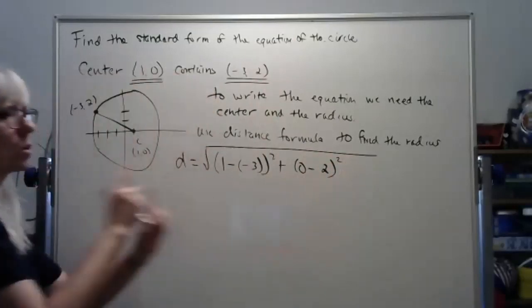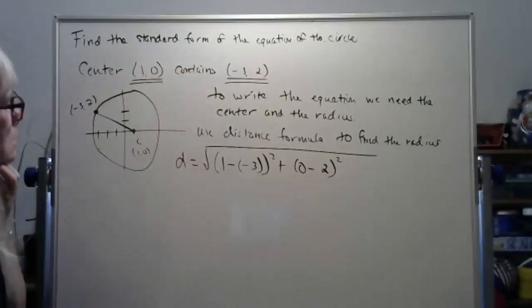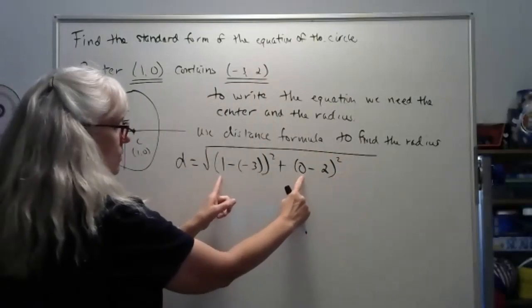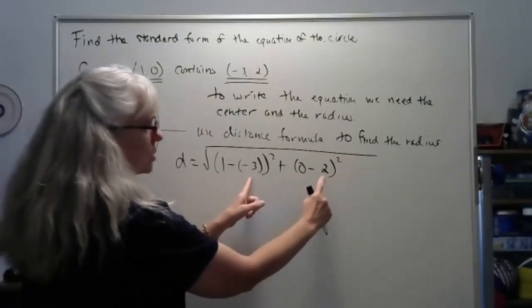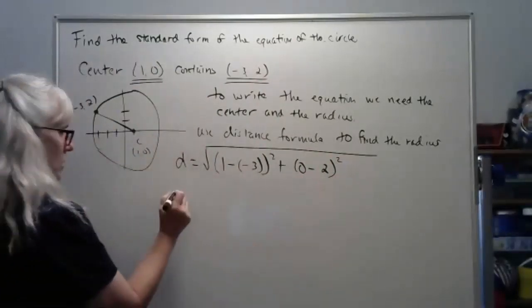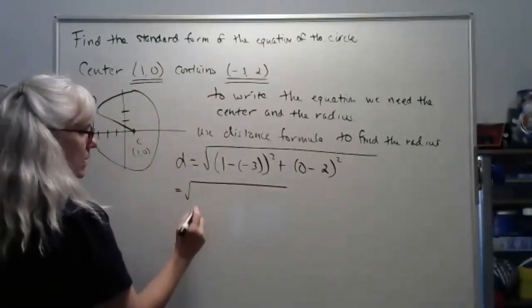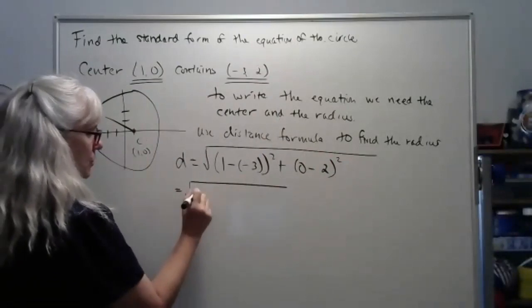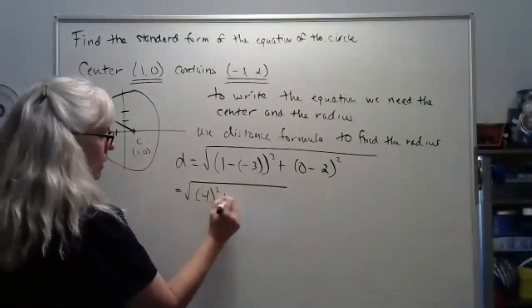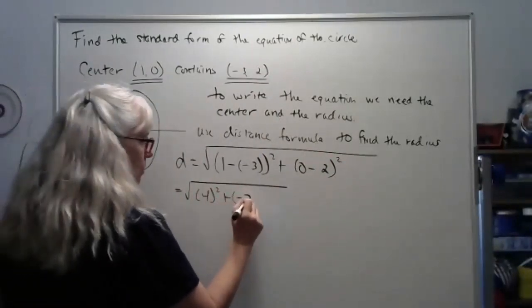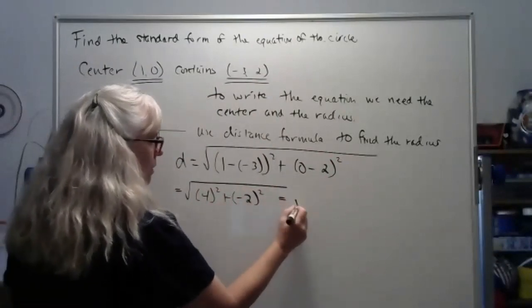And again, it doesn't matter in which order you do the 2 points as long as you're consistent. So the 1 and the 0 that are written first belong to the same point. The -3 and the 2 belong to the same point. Now we just have to clean that up. So 1 minus a minus 3 is 1 plus 3, which is 4, which we're going to square. 0 minus 2 is a -2, which we're going to square.